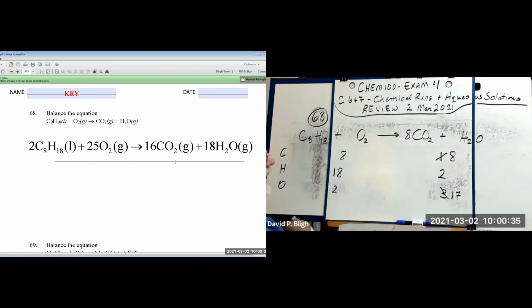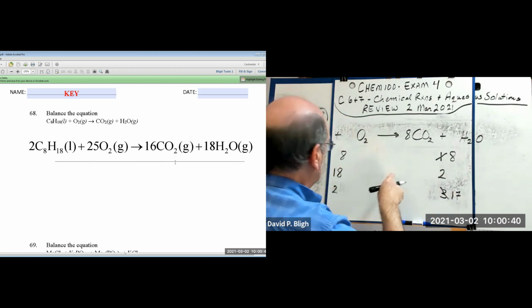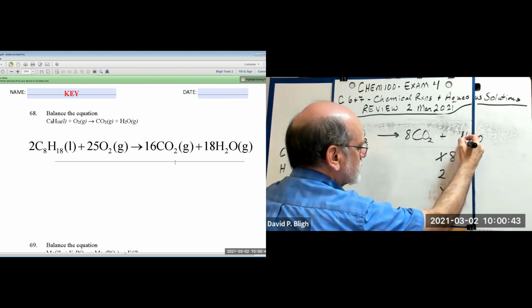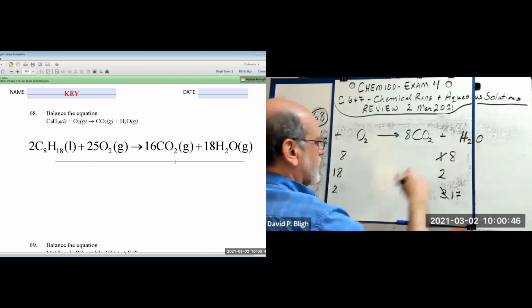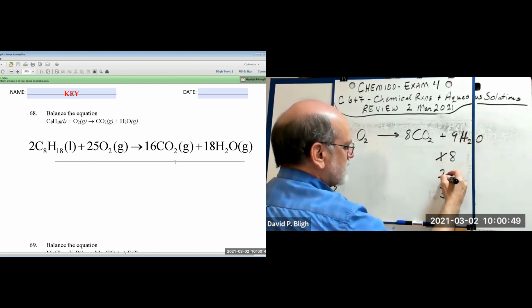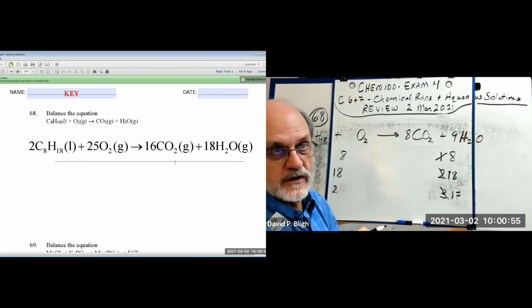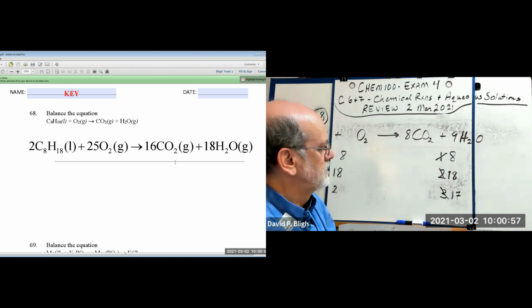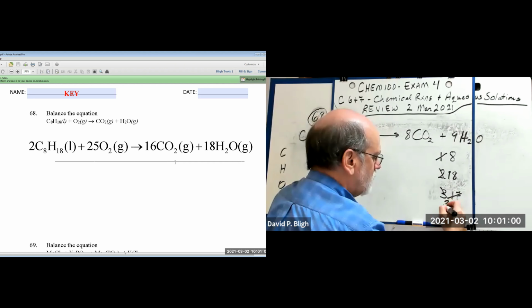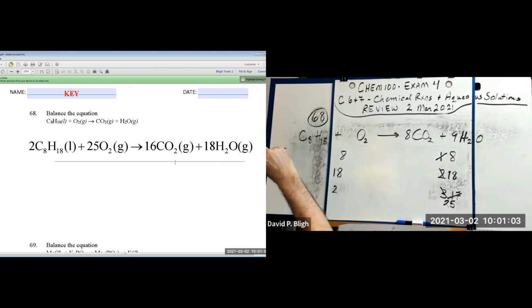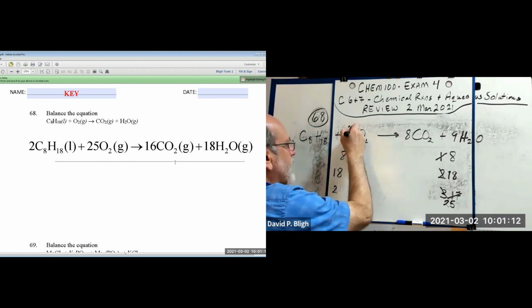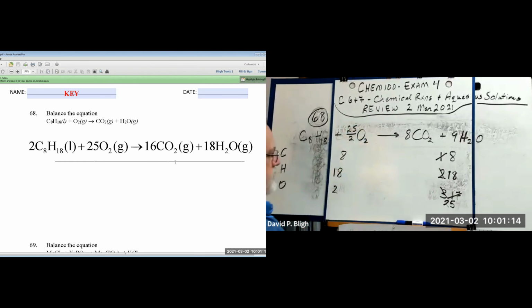Okay, how about hydrogens? Well, if we need 18 hydrogens, and this is the only place you can get hydrogens, we need 9 there. 2 times 9 is 18. And then we have 9 oxygens plus 16 oxygens, which is 25. 25 oxygens. So how do you get 25 oxygens out of a diatomic? Multiply by 25 halves.